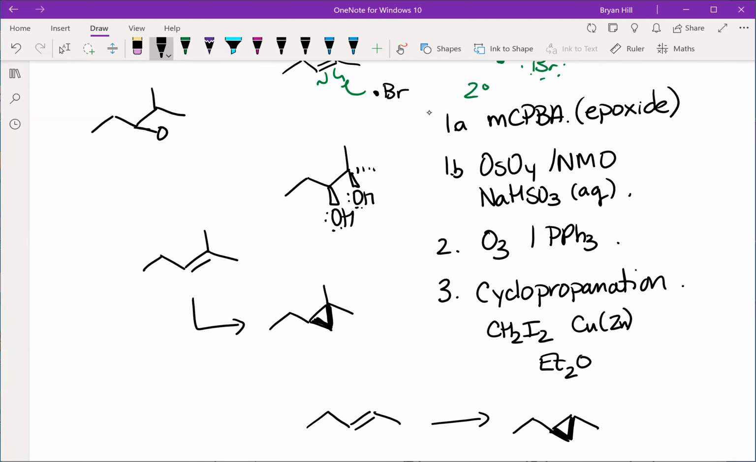So if you use base like hydroxide, you would make the trans diol. So yeah, I guess the osmium tetroxide and the MCPBA two-step protocol are complementary, because one makes a cis diol, the other one makes a trans diol.